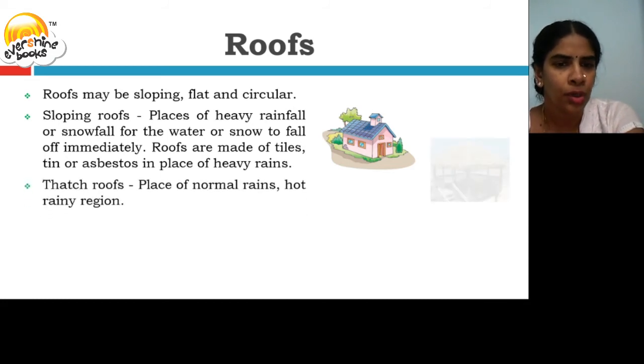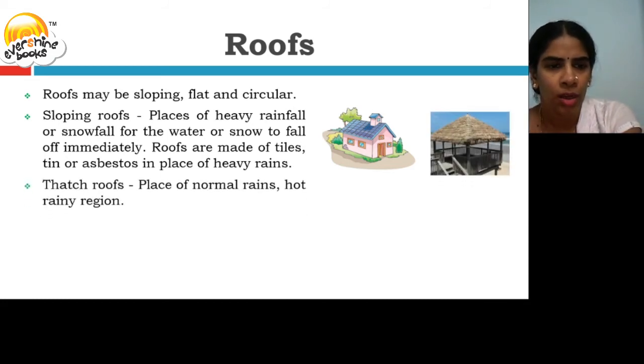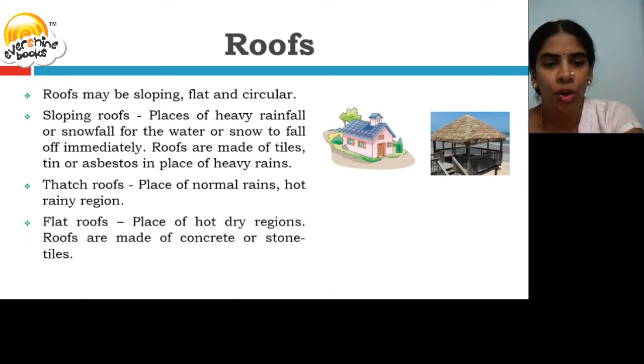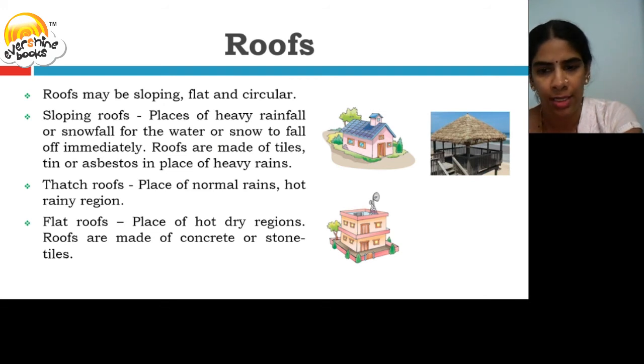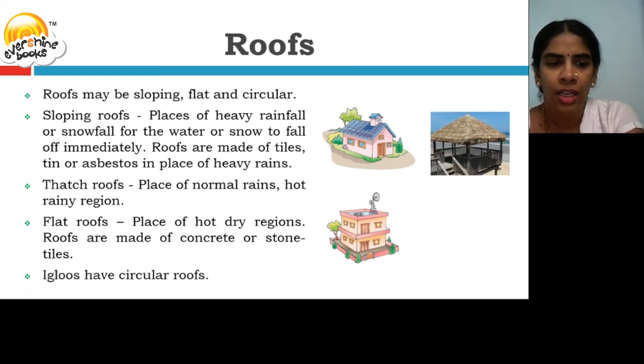Thatch roof. You can see these roofs in places of normal rains and hot rainy regions. Flat roof. You can see flat roofs in places of hot dry regions. It is made up of concrete or stone tiles. So three types of roofs we saw: sloping, flat, and thatch. Now the circular roof you can see in igloos.